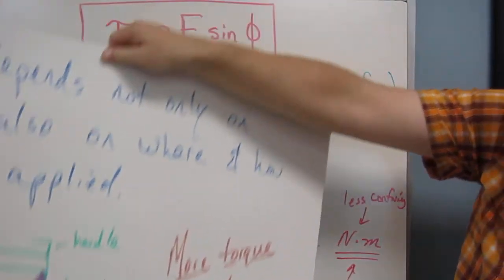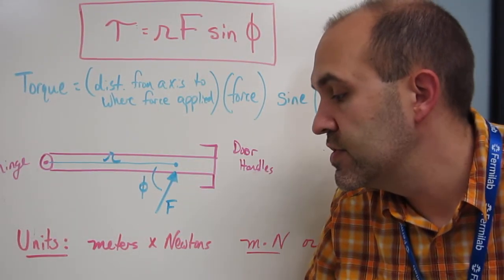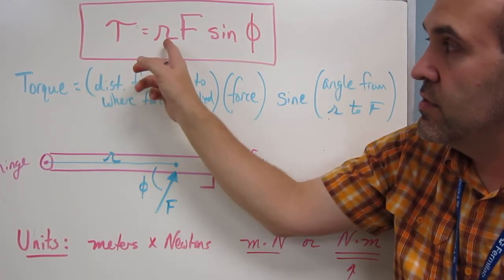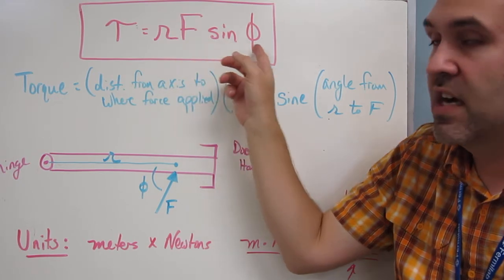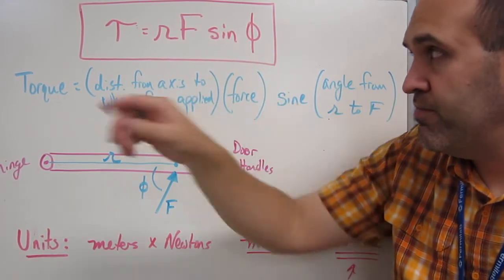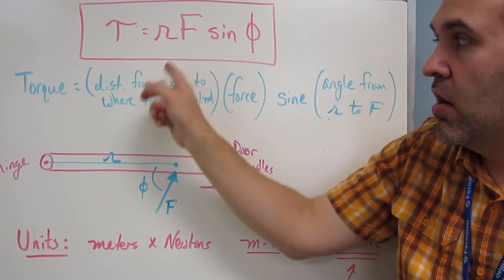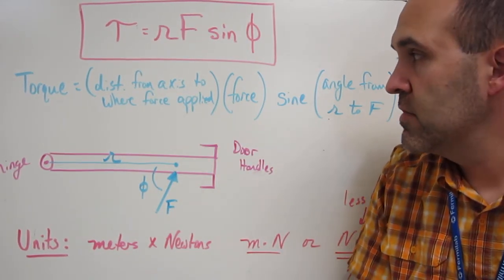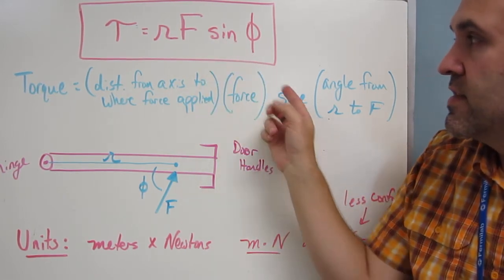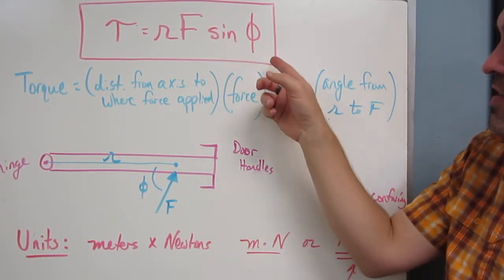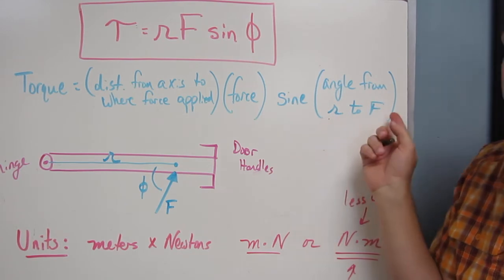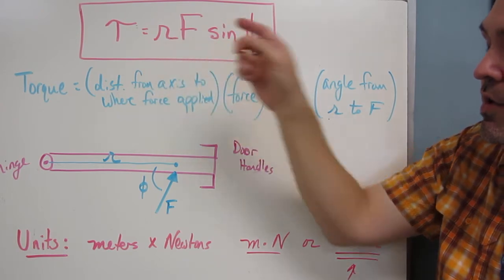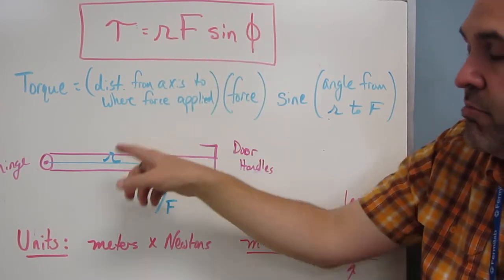The next slide shows the equation that we use to calculate the magnitude of the torque. It says torque equals R times F times the sine of phi. So tau there is for torque. R is the distance from the axis to where the force is applied. F is for force. And the sine, of course, and the Greek letter phi, P-H-I, is the angle between R and F. So R is from the hinge, the axis, to where the force is applied.